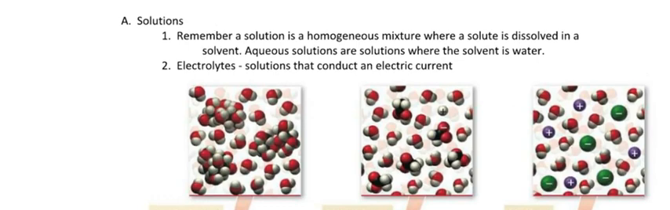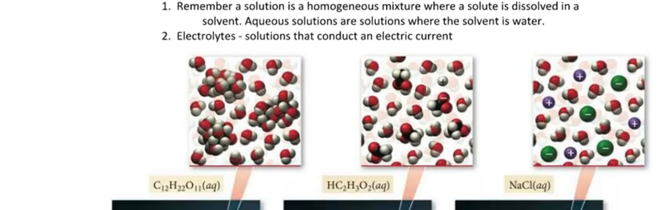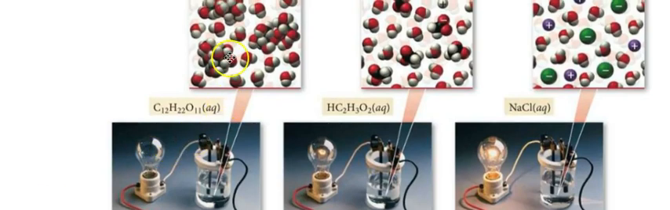So a solution is a homogeneous mixture when the solute is dissolved in a solvent. Aqueous solutions are solutions where the solvent is water. Electrolytes will conduct electric current. So let's look at these pictures down here. Here is table sugar. This is like the water saying, here's this whole thing of C's, H's, and O's. It's going to pull those molecules away from one another, but there's no charges. So this will not conduct electricity because there's no positive or negative charges.